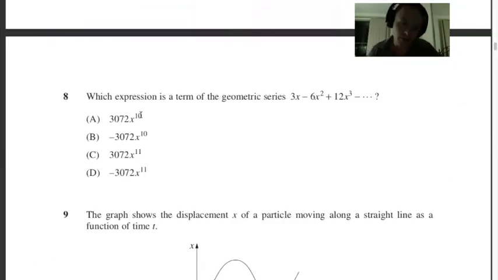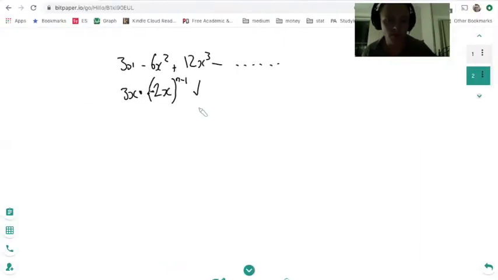Now, we're looking for when the exponent is either 10 or when the exponent is 11. We're going to look at the coefficient here to see which coefficients line up with the digit 3072, whether it's positive or negative. So we're looking for the exponent of 10 or the exponent of 11. So I'm going to try n equals 11 or n equals 12.